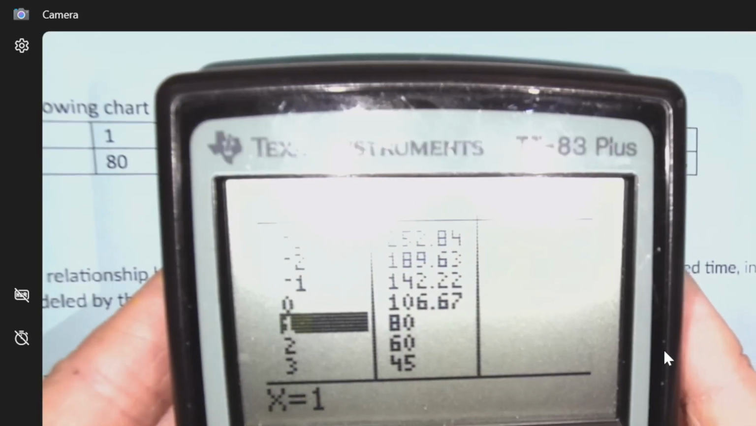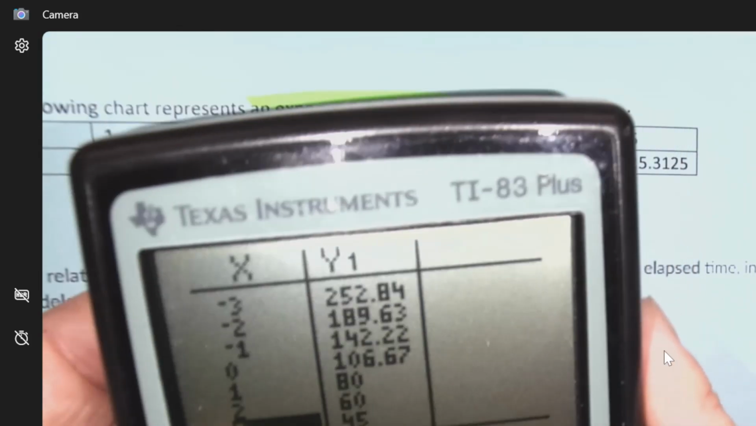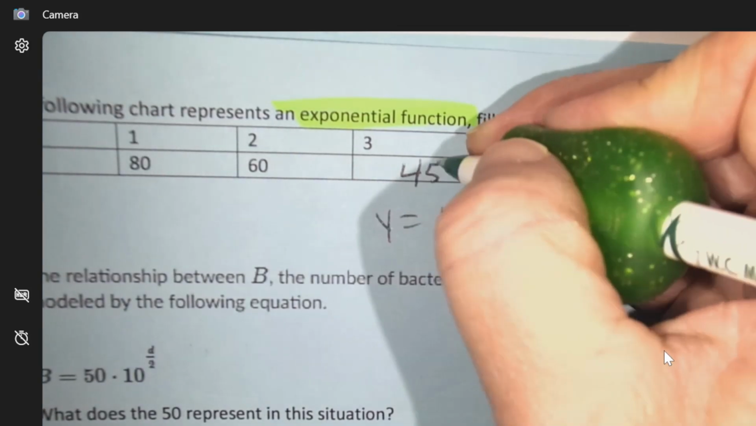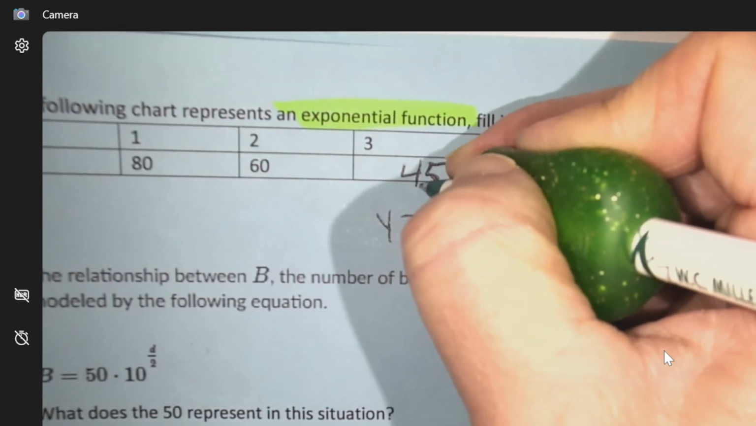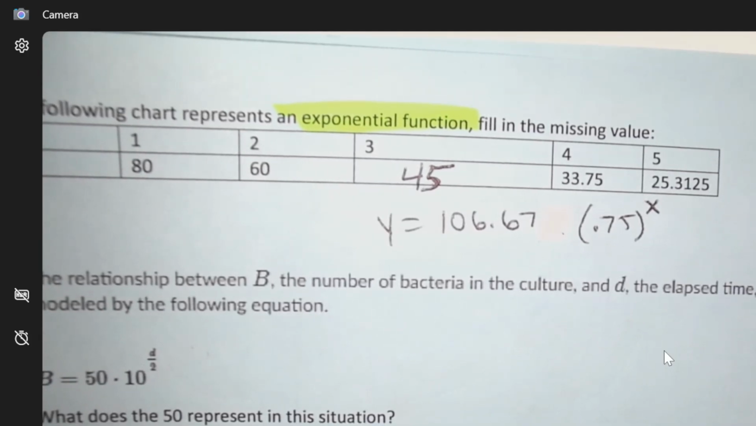At 1, we're at 80. At 2, we're at 60. At 3, we are at 45. But wait, I feel like I might have put this on a section without a calculator.